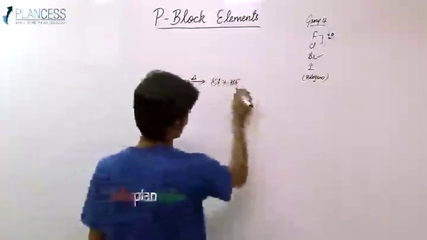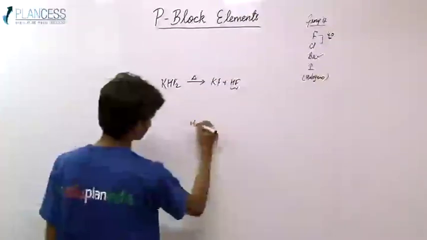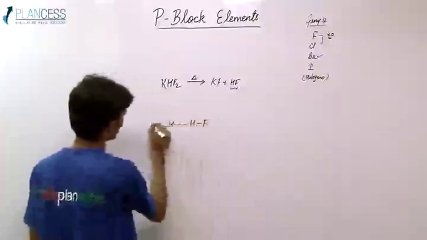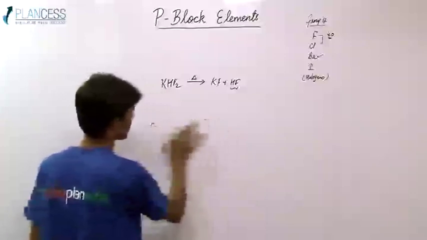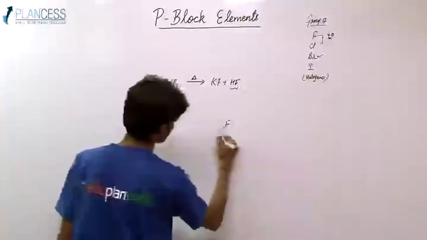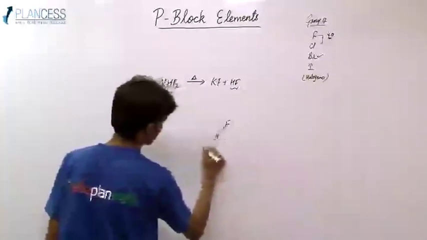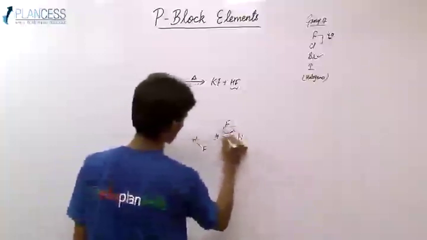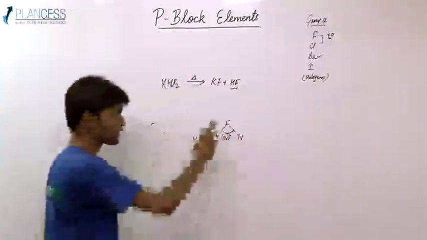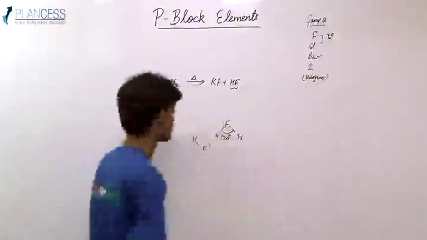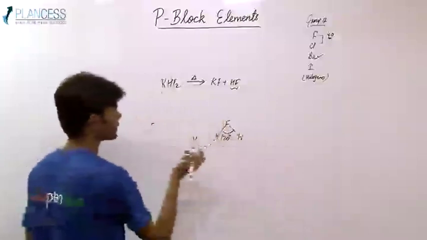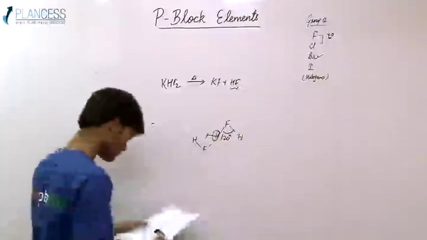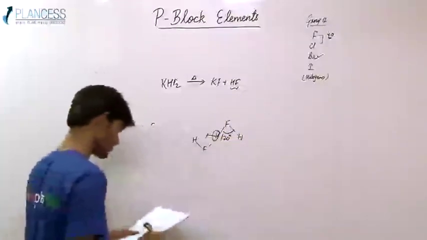HF shows hydrogen bonding, and therefore in aqueous solution, I have talked about this chemical bonding also, it is something like this. It forms an angle of 120 degrees. So it shows hydrogen bonding, therefore it acts as a weak acid in aqueous solution. Because of this hydrogen bonding, it is not very easy to remove that hydrogen atom from this. So this was about some properties of HF.